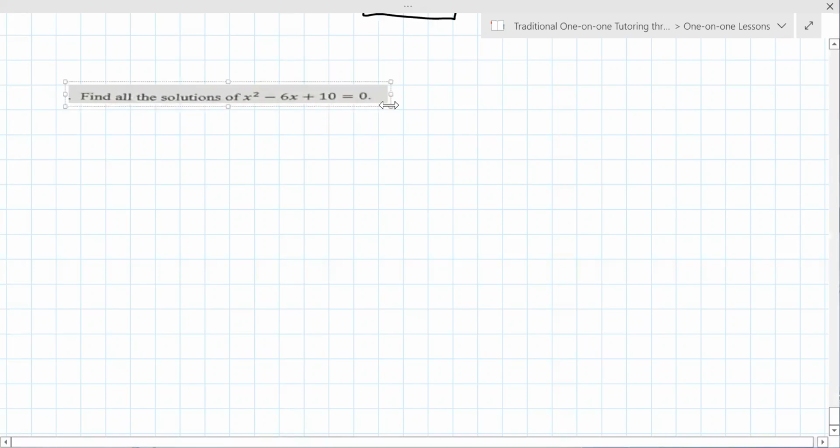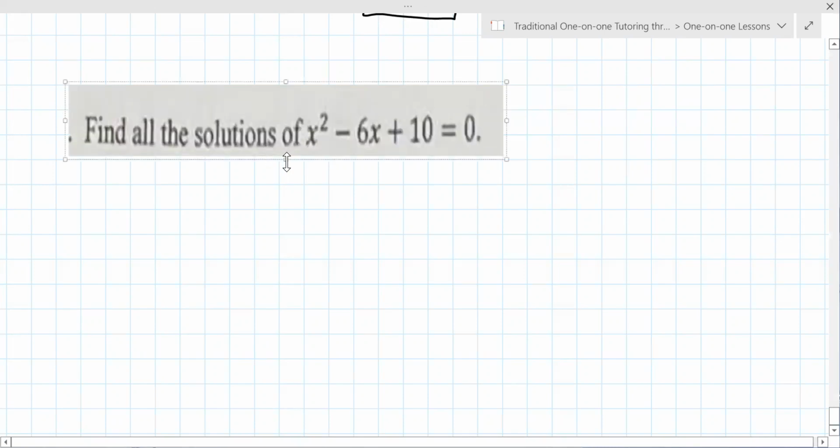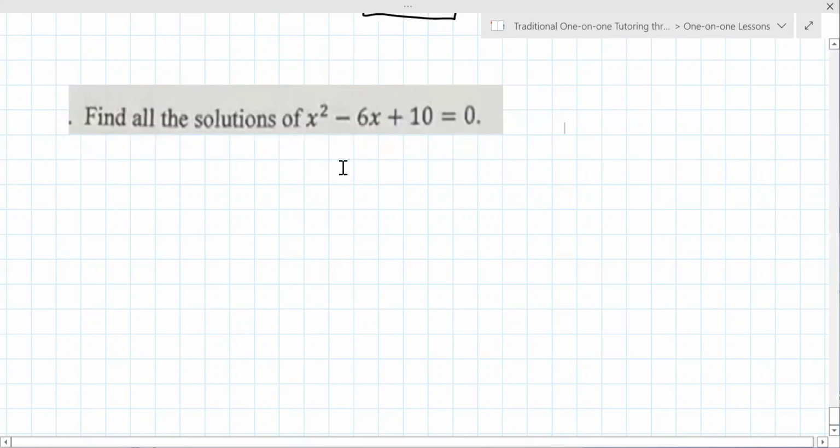18 is really similar to the last one. It says, find the solutions of x squared minus 6x plus 10. You might think it factors, but it does not. There's not two numbers that multiply to 10 but add up to negative 6. 1 and 10, 2 and 5, they don't work. So when you can't factor, your other options are completing the square, which no one likes, or quadratic formula.